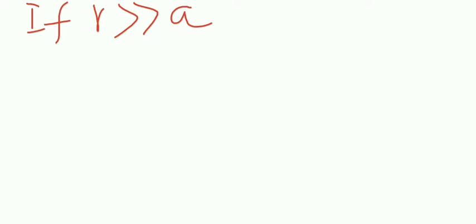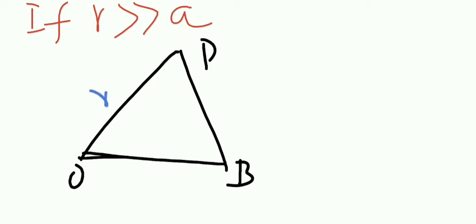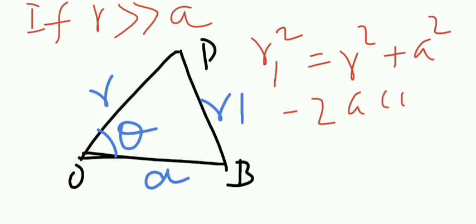BOP appears like this: this is B, this is the center of the dipole O, this is the field point P. From the center of the dipole to the field point is R. This angle theta we know, this distance A we know, and this distance R1 we know. In this triangle we apply the law of cosines. As per the law, we get R1 squared is equal to R squared plus A squared minus 2AR cos theta. How are we getting this?